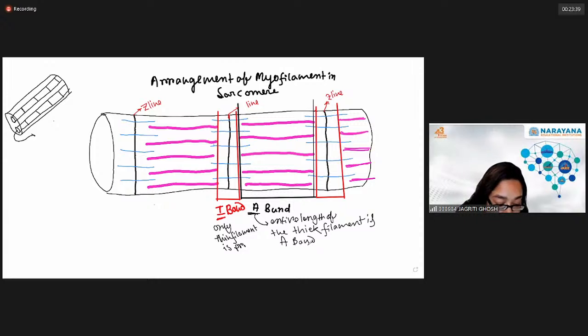The concept of A band and the concept of I band is clear. So as per that, this again will be an I band.